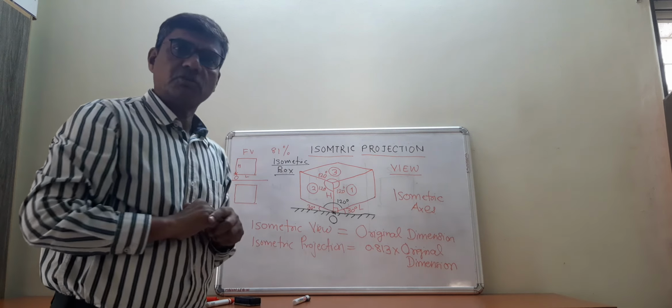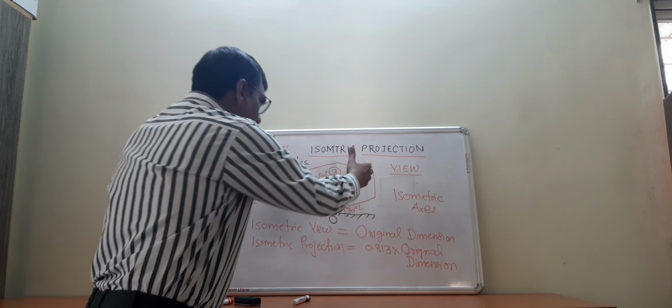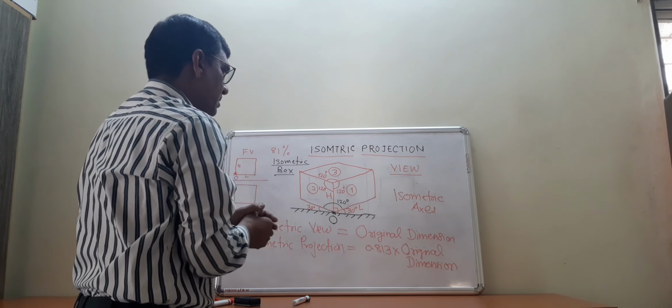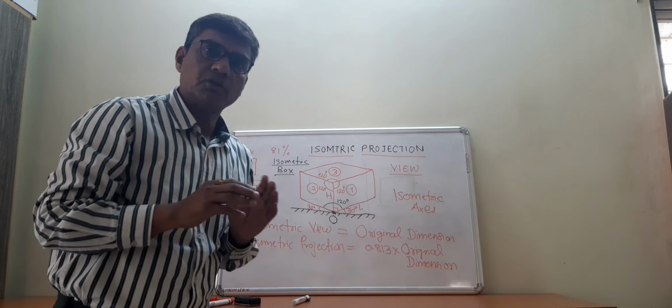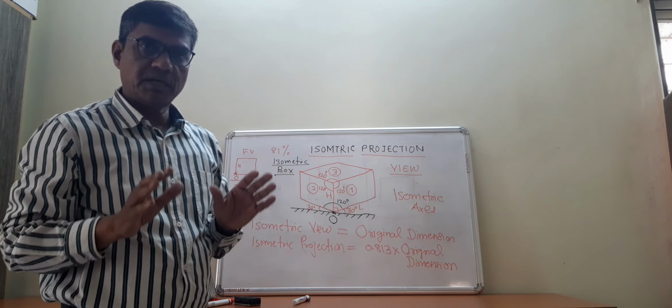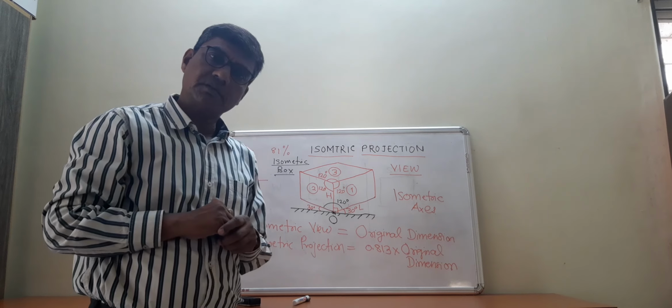The lines which are making 120 degree angle, these three lines, are known as isometric axes. All the rest of the lines of the box which are parallel to one of the isometric axes are known as isometric lines. So this is what we have studied in this module.